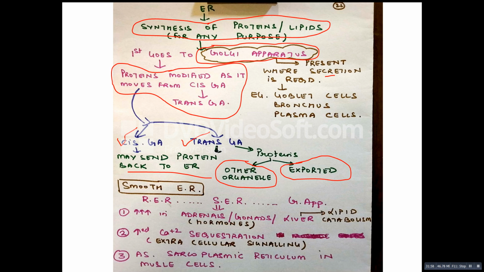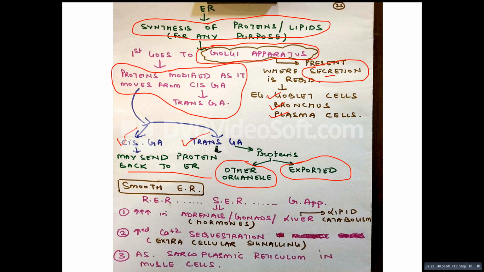Now, let us say something about the smooth endoplasmic reticulum. I have already mentioned the smooth endoplasmic reticulum. The important thing is that it is present in increased concentration in the adrenals, the gonads and the liver. The increased concentration in the adrenals and gonads is for hormone synthesis, whereas in the liver it mainly plays a role in lipid catabolism.